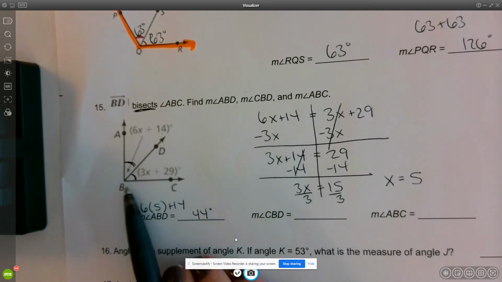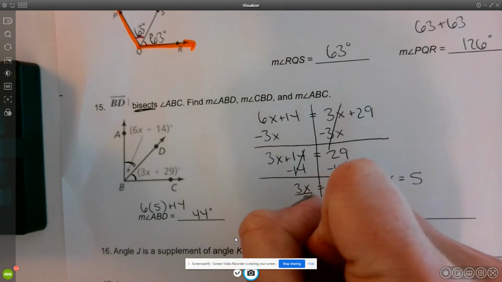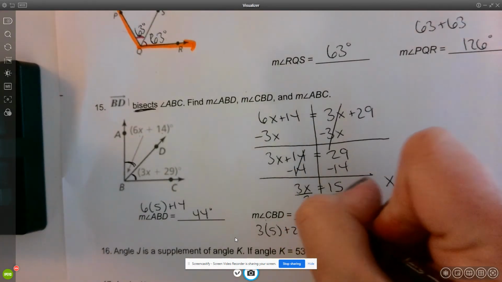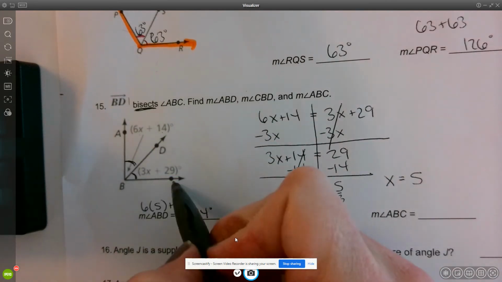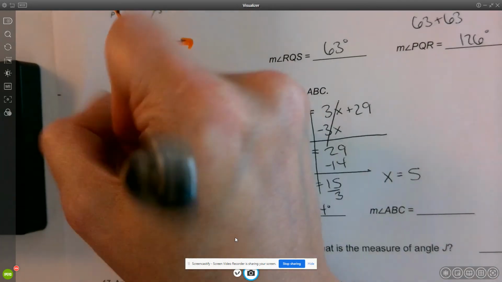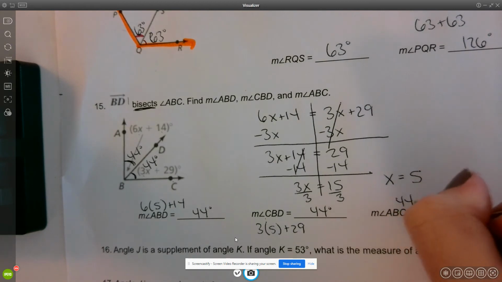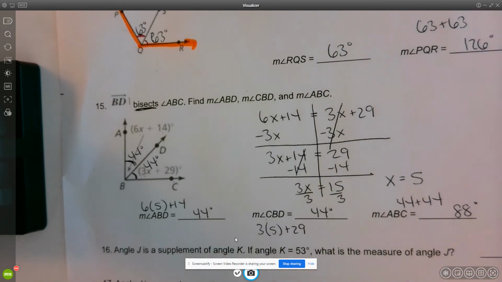Now, the measure of angle CBD, I can plug 5 in here. We know, though, if we did it correctly, that I should also get 44 degrees, which I do. Remember, because we said these two angles have to be equal. So lastly, to find the measure of angle ABC, we need to take our two 44-degree angles and add them together. Right? If this is 44 degrees and this is 44 degrees, the measure of angle ABC is going to be 88 degrees.